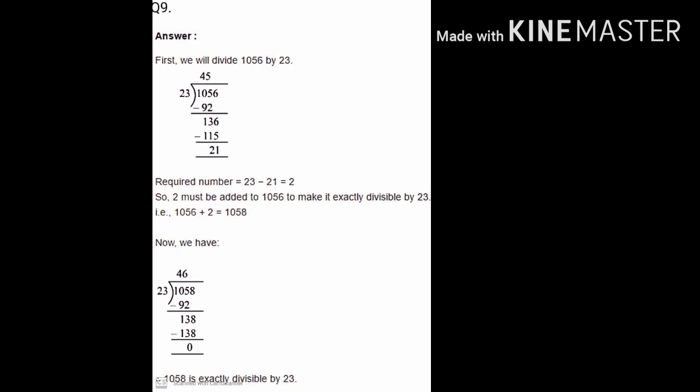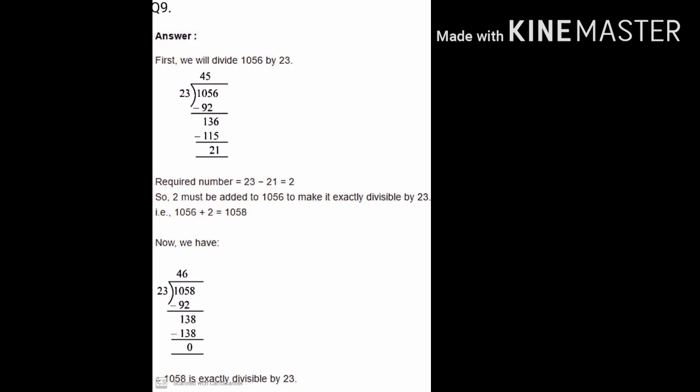Now next is question number 9. What is the least number that must be added to 1056 to get a number which is exactly divisible by 23? So first we divide it, right? After dividing, what remainder we are getting? We are getting 21. Now what difference should be between the remainder and the divisor? That is 2. So 2 should be added to 1056 to make it exactly divisible by 23.